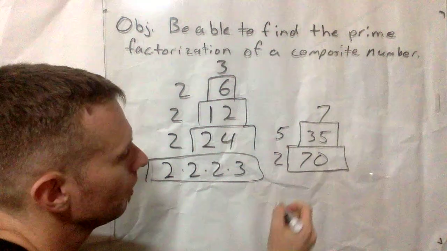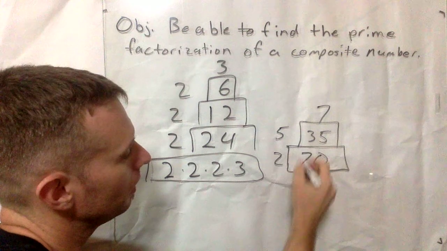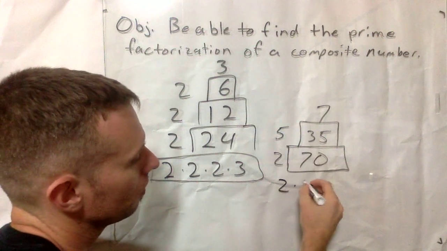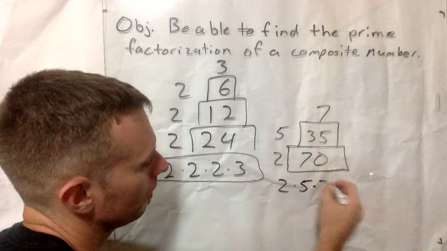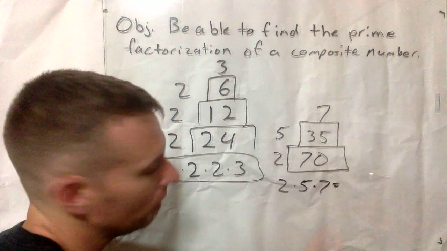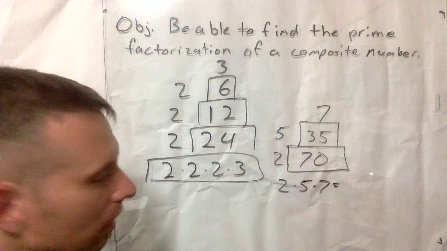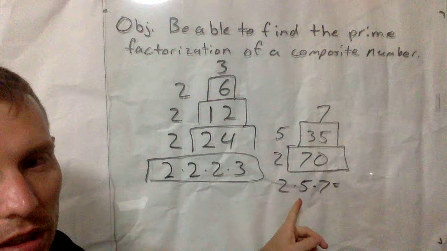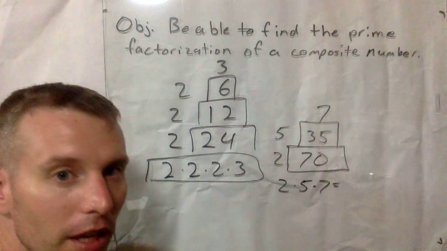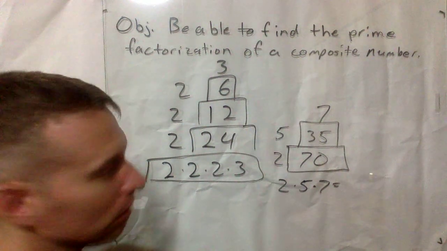So the prime factorization of 70 is 2 times 5 times 7. And again, we can really easily double check that. 2 times 5 is 10, 10 times 7 is 70. And I do recommend that you double check those.